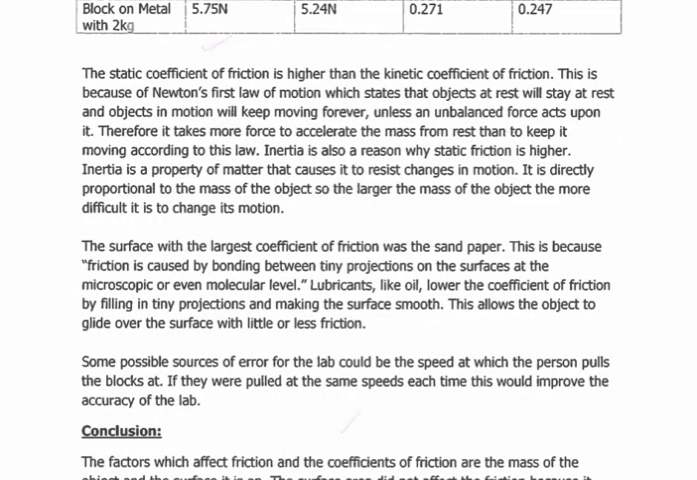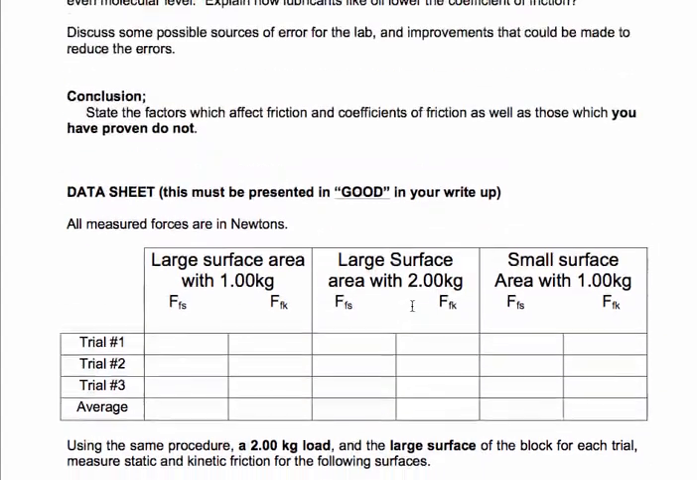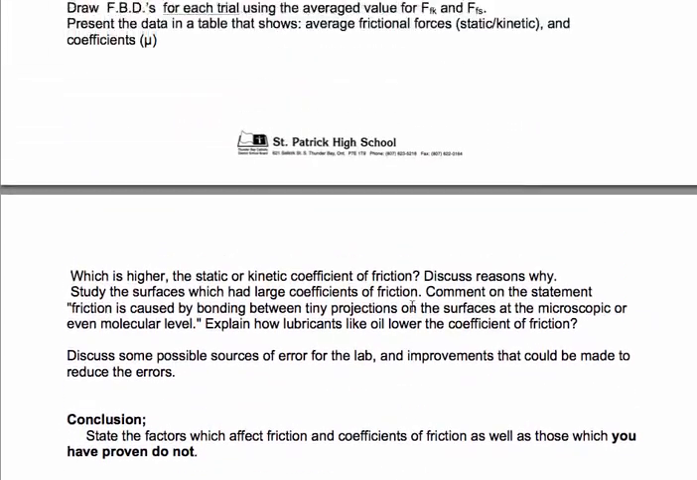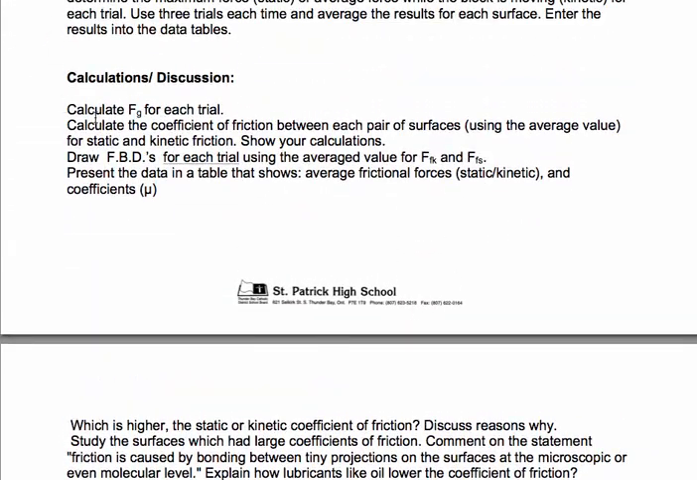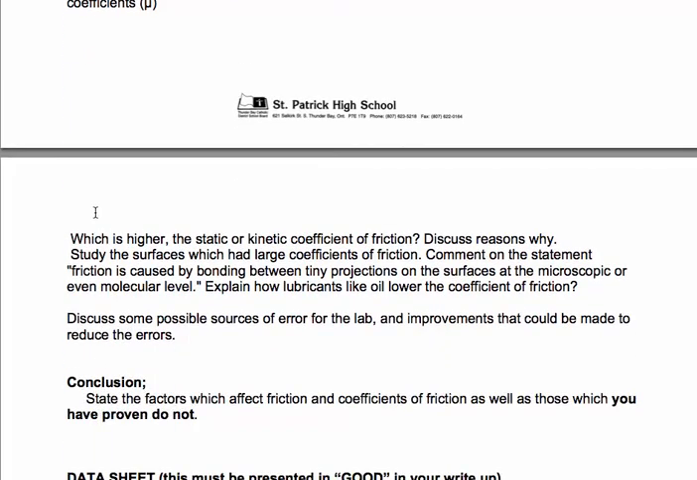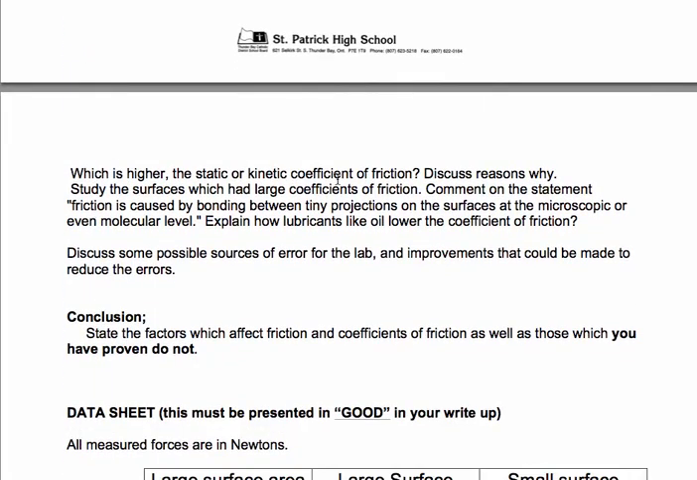Remember, always go back to, here's the original sheet. Calculate F_G for each trial. Calculate the coefficient of friction between each pair of surfaces using the average value. Show your calculations. Draw free body diagrams for each trial. Present the data, in a table, that shows average frictional forces and coefficients. Then the questions, which is higher, static or kinetic? Discuss reasons why. Study the surfaces which had larger coefficients of friction.